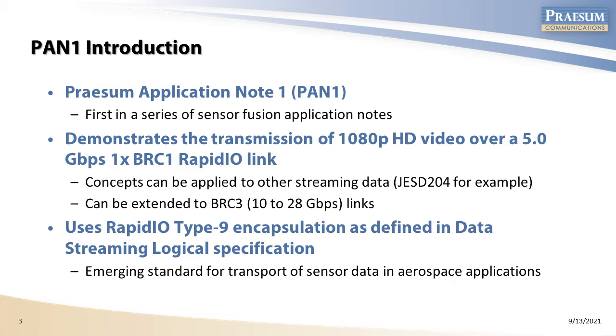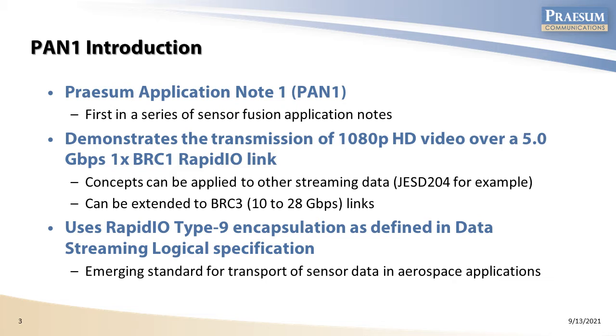PAN1 is the first in the series of sensor fusion application notes from Praesum. It demonstrates a transmission of 1080p video over 5 gigabit RapidIO links. The concepts in it can be applied to other streaming data formats, for example, JESD204, and it can also be extended to higher data rates, such as BRC3, which supports from 10 to 28 gigabit links.